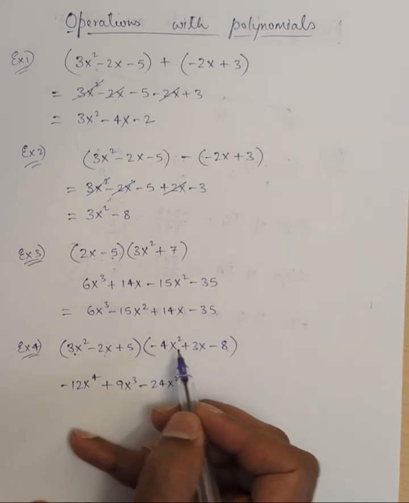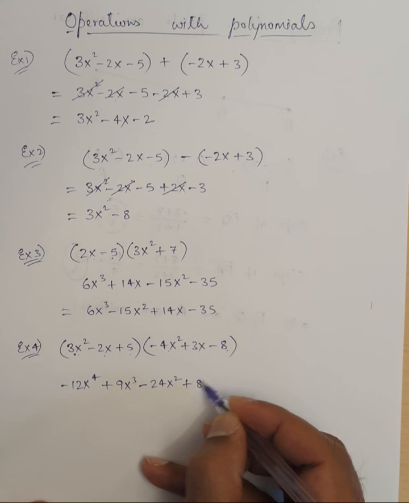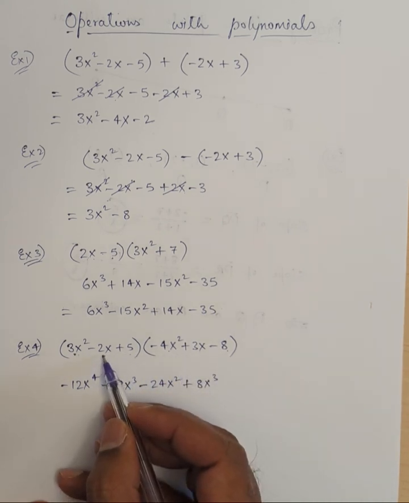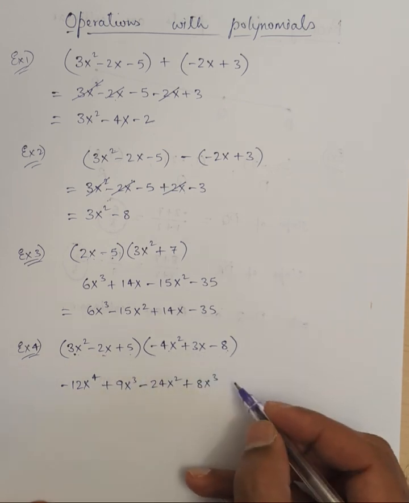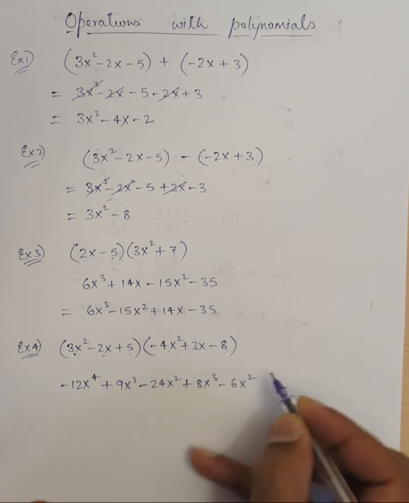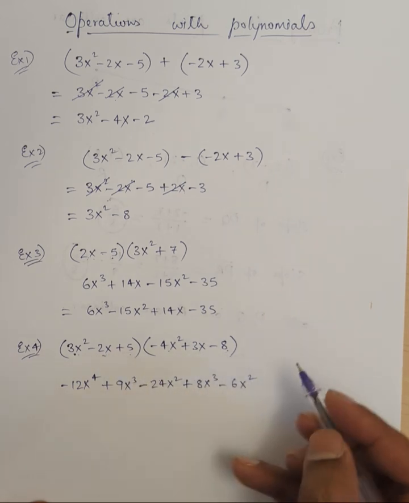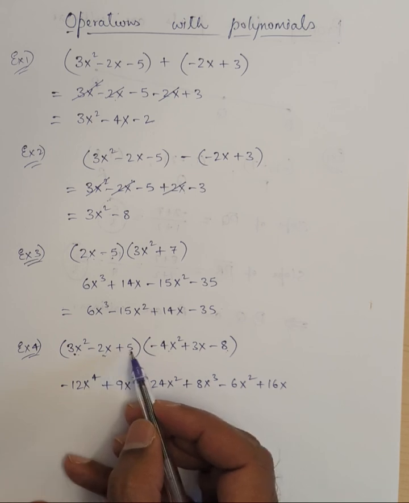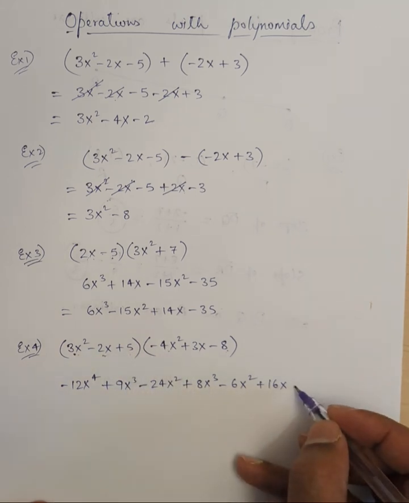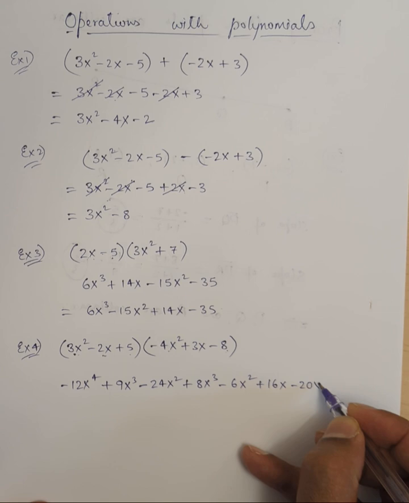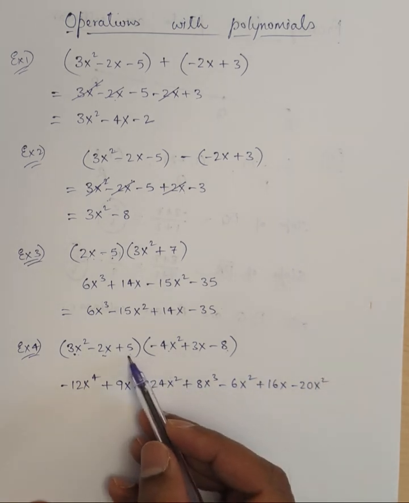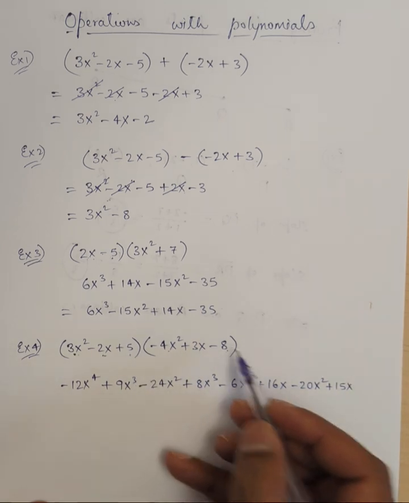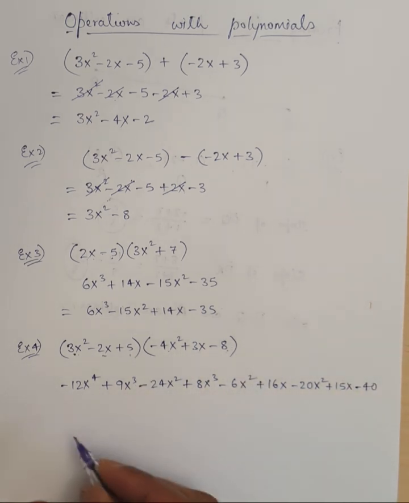Negative 2x times negative 4x squared is positive 8x cubed. X times x squared is x cubed. Negative 2x times 3x is negative 6x squared. Then negative 2x times negative 8 is positive 16x. We're done with that. Now multiply 5 with negative 4x squared. That's negative 20x squared. 5 with 3x, that gives you 15x. And 5 with negative 8 will give you negative 40.